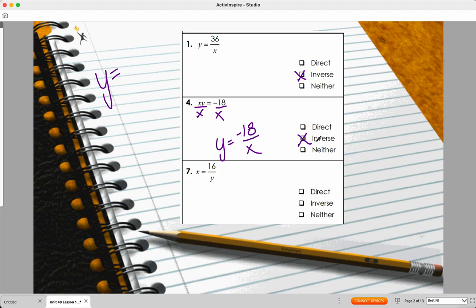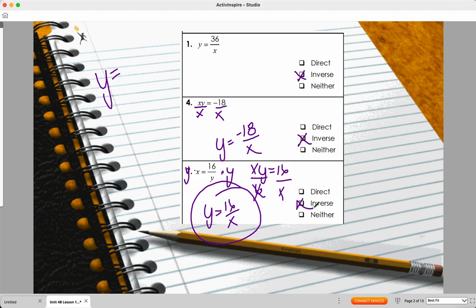All right, so the first thing you had to do, honestly, was to get rid of the y on the bottom. So you multiply both sides by y. So you had xy equals 16, and then when you divide by x, you get y equals 16 over x, and that's exactly what we're looking at for an inverse variation relationship.